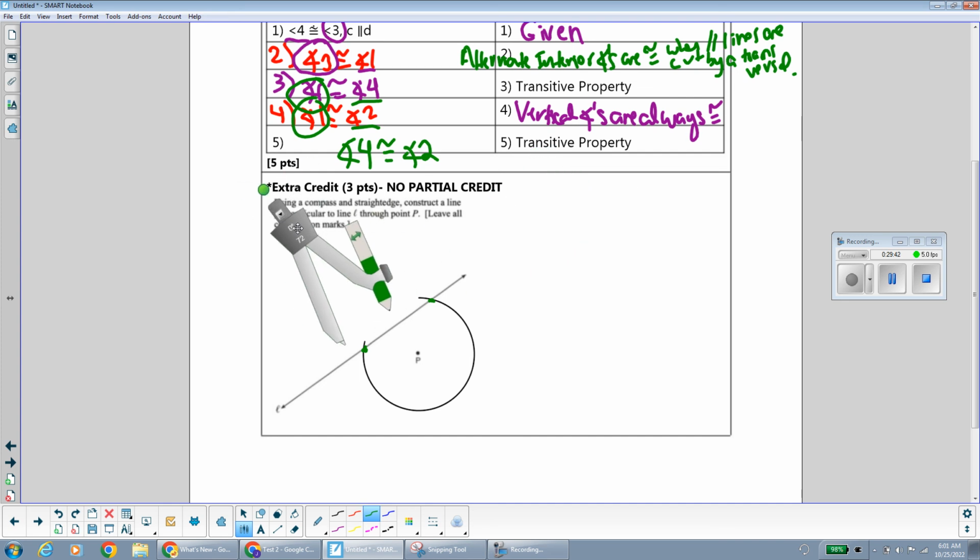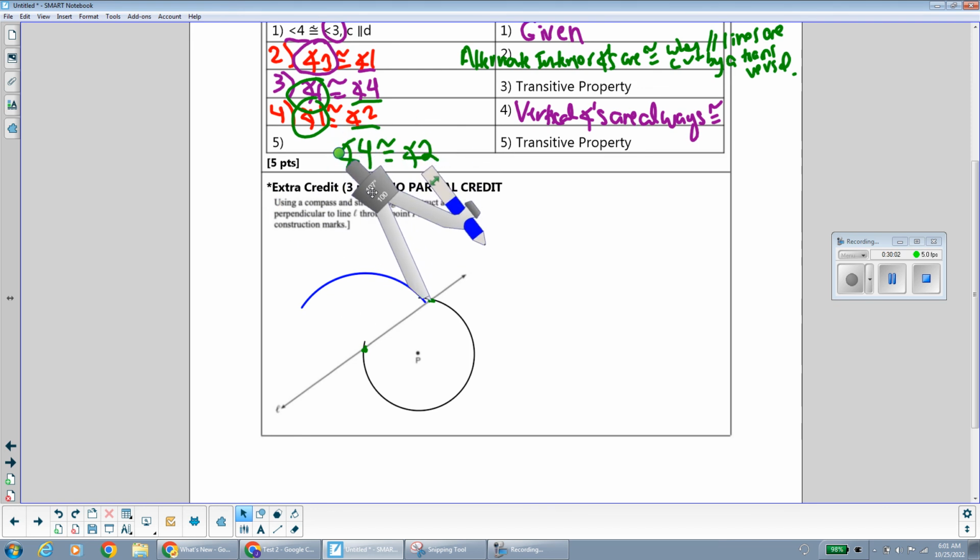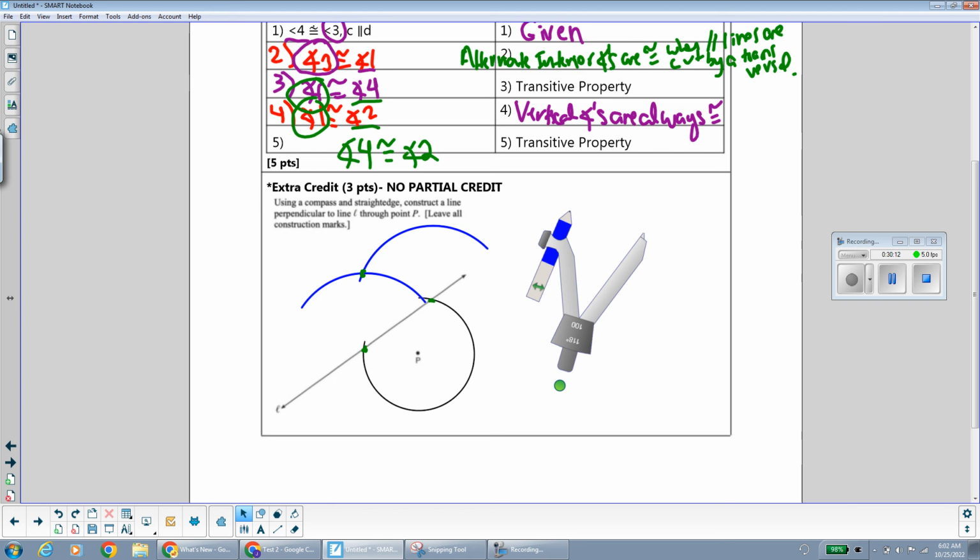I'm going to put my compass on one of those intersection points. It doesn't matter how wide I open my compass, I'll just make it a little bit wider. And I'm going to make an arc. Using the same distance without changing the measurement, I'm going to go over to that other intersection point, and I'm going to make the same arc. Now I have where the two arcs intersect. Through there is where I'm going to use my straight edge to draw my perpendicular line. And notice how my perpendicular line is perpendicular to the original. It forms 90-degree angles with it.